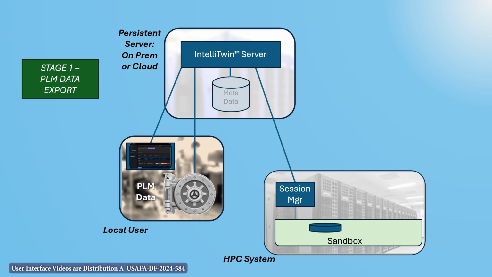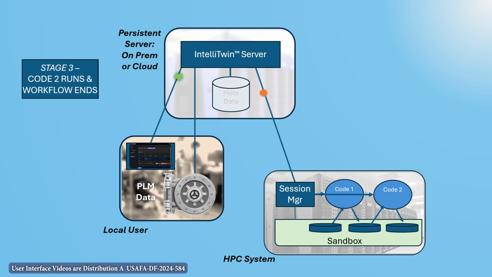IntelliTwin then recognizes that a mandatory file has been placed in the sandbox and can proceed with the workflow by starting an HPC job. IntelliTwin can start and manage thousands of users' jobs. As we'll see in a later video, the job status in the queue is monitored and recorded as persistent metadata and can be checked at any time by the engineer from the initial login or any subsequent login, even from an authenticated mobile device. As Code 1 completes, Code 2 is initiated by IntelliTwin.